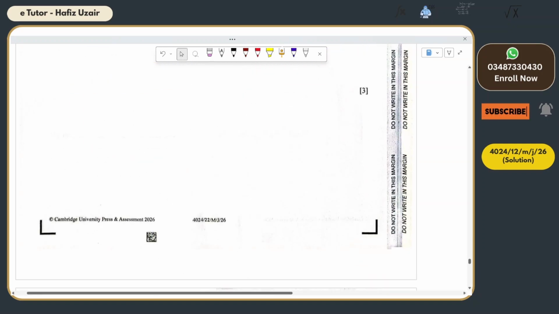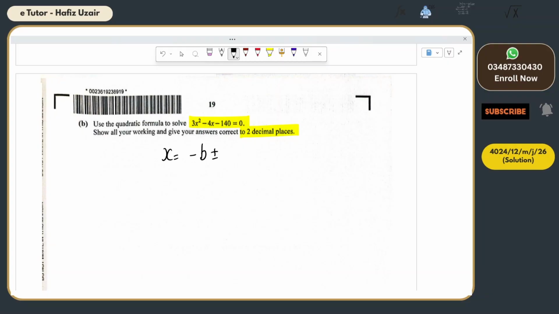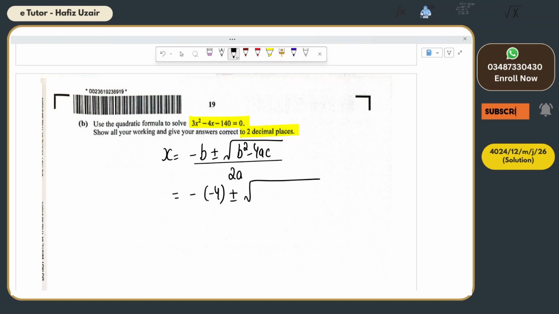Let's move to the B part of this question. You need to solve this quadratic equation, and your answer is up to 2 decimal places. That means we need to use the quadratic formula over here. The quadratic formula is x equals minus b plus minus square root of b squared minus 4ac, over 2a. Now it will be minus times minus 4, plus minus square root of minus 4 squared minus 4 times 3 times minus 140.